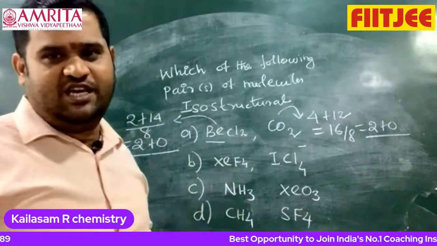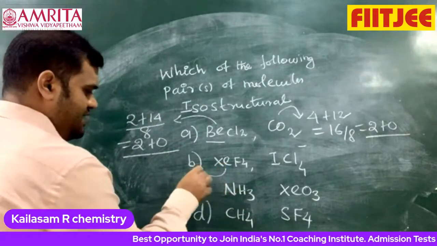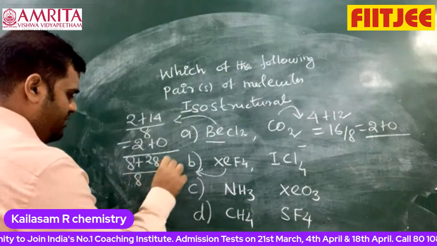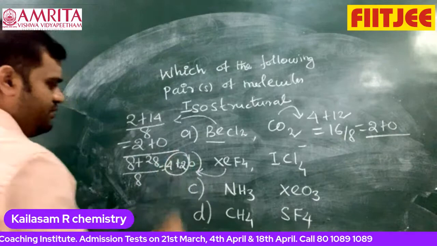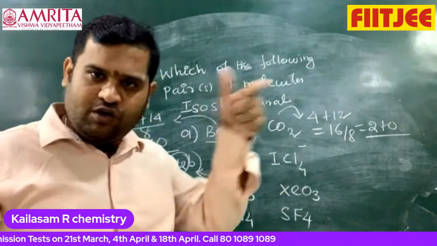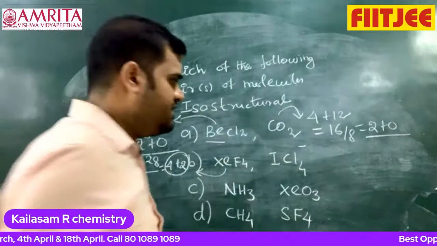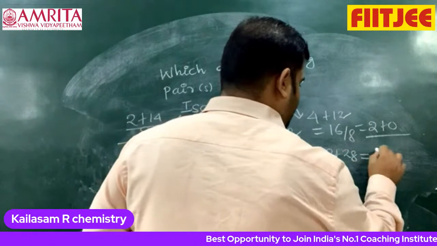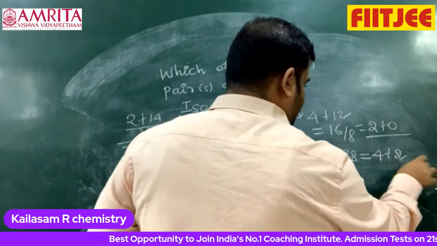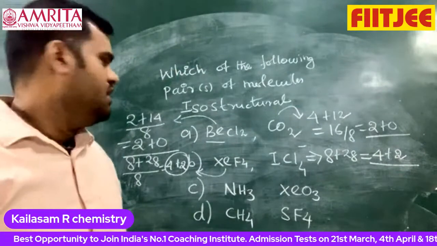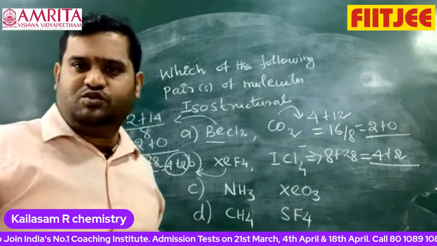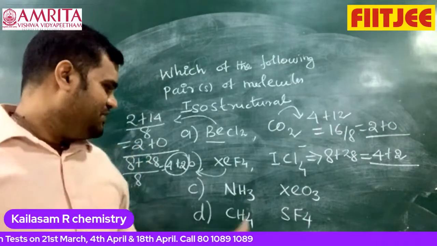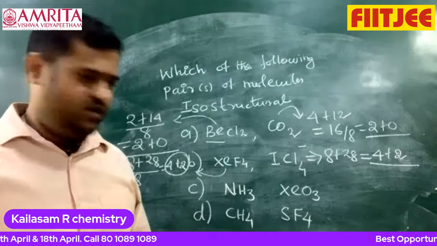Now come to XeF4. Xenon is 8, 8 plus 28 by 8, we have 4 plus 2. For ICl4 minus, you should add an electron, 7 plus 1 is 8, 8 plus 28 is again 4 plus 2. This also is 4 plus 2, so we can say they are square planar. Now come to NH3 and XeO3. We know that NH3 is what?